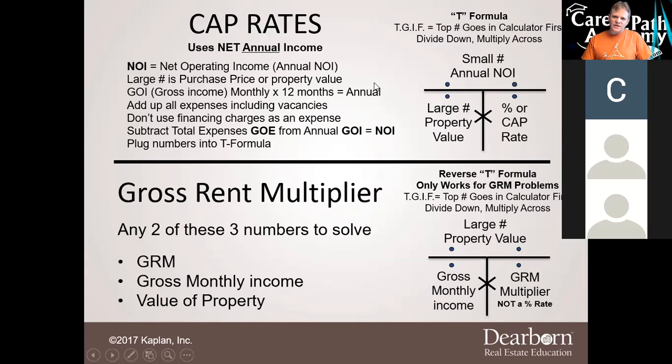And let me know when you guys are done writing all that down here in your book. Use T formula to calculate TGIF. Top number goes in first. Divide down, multiply across. Draw a T with the division symbol on both sides and an X in the center there. Small number, annual NOI on the top. Large number, property value on one side. Percentage or cap rate on the other.